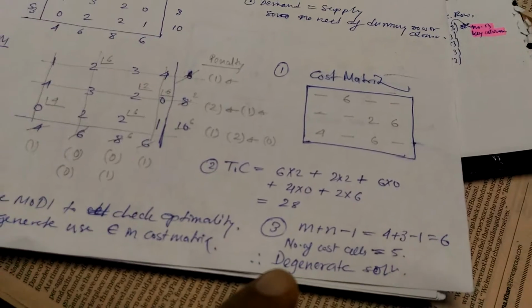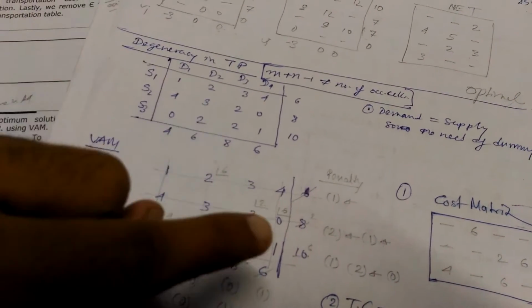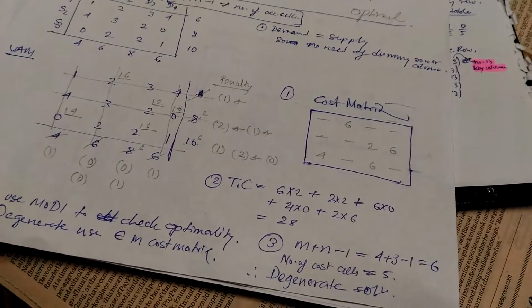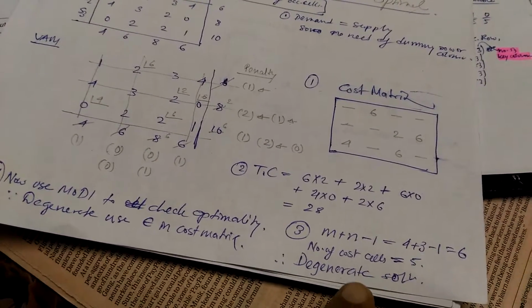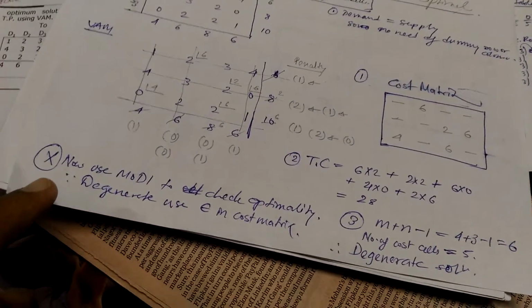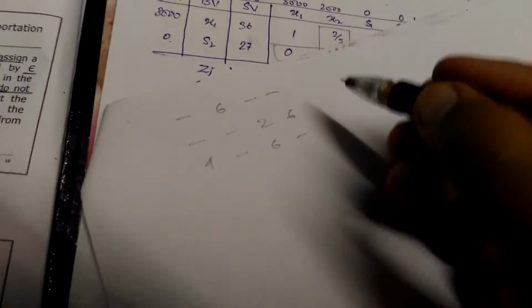Now as we check the degeneracy, we found that m plus n minus 1 is not equal to the number of cost cells. Here the number of cost cells is 1 2 3 4 5, but m plus n minus 1 gives us 6. So these are not equal, so this is a degenerate solution. In case of a degenerate solution, we cannot directly move on to Modi method. We have to use epsilon in the cost matrix. So we have written the cost matrix here.